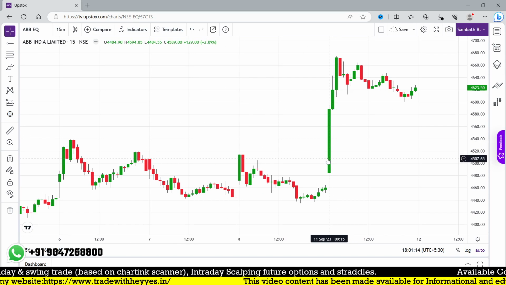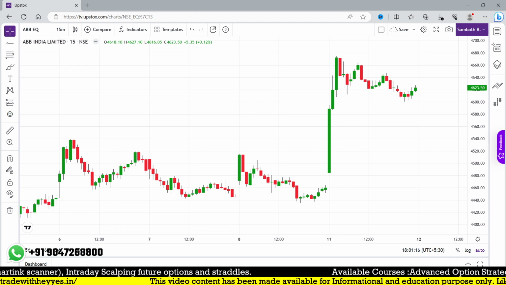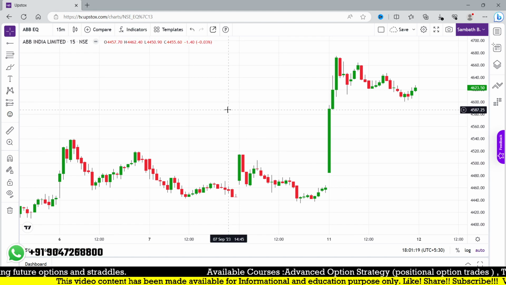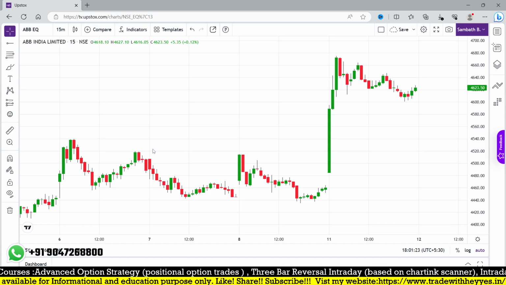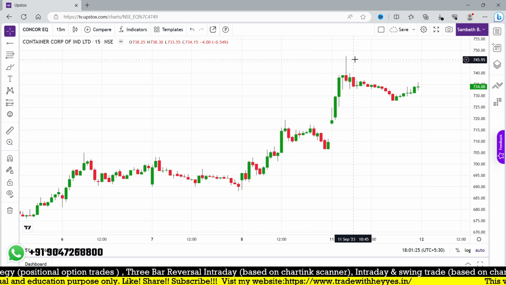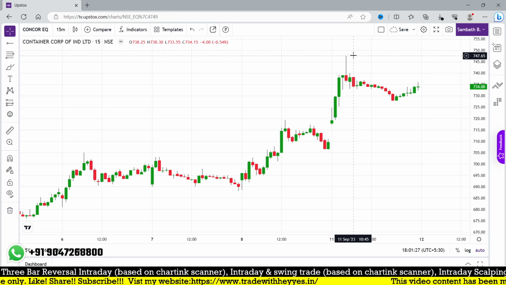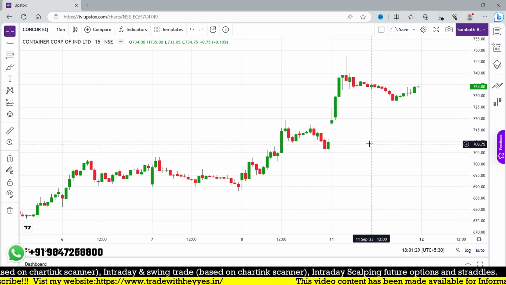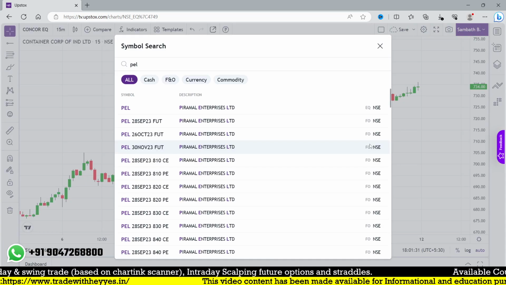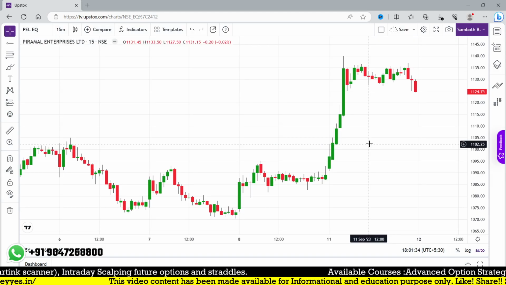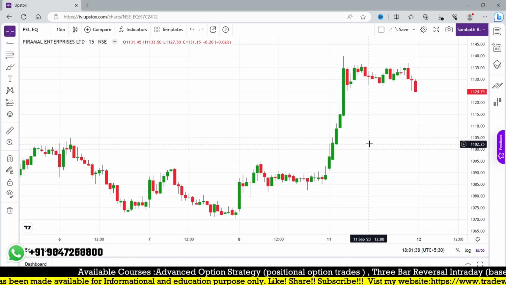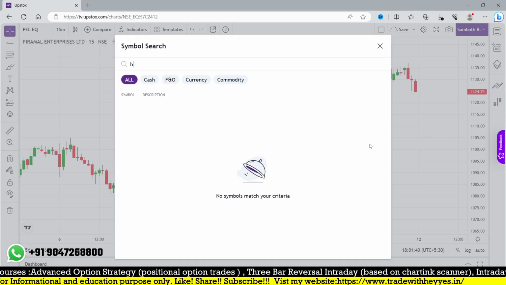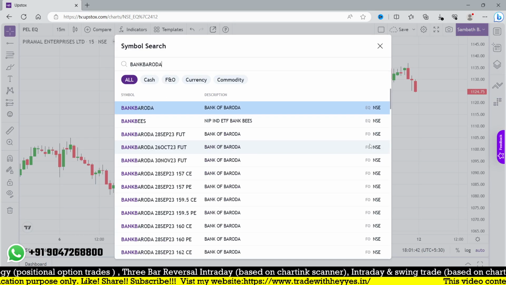And in the first 15 minutes candle, it wasn't very huge. Some stocks like Container Corporation, which we also saw in our morning session, also made such a good move. It spiked to 747 and has now closed at 734. And PEL, those are all stocks which I found based on the scanner, such a good opportunity, and you can use it for your option trading also.